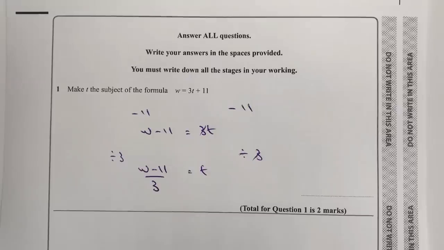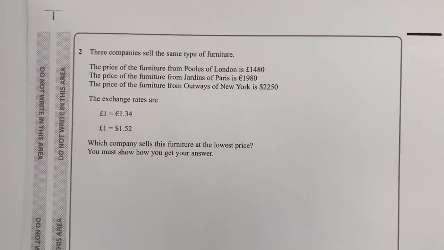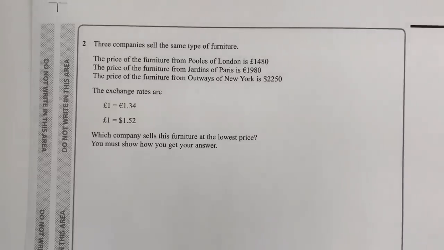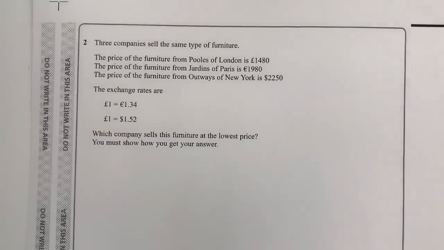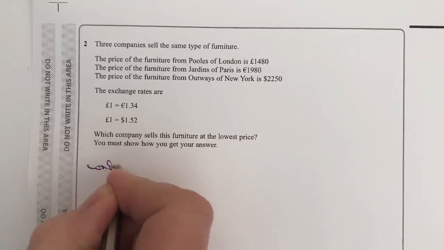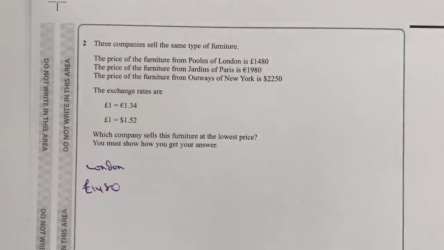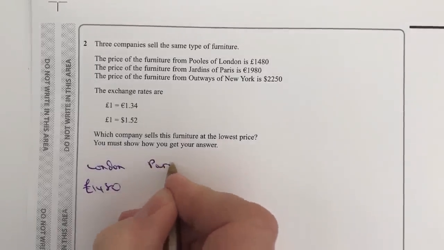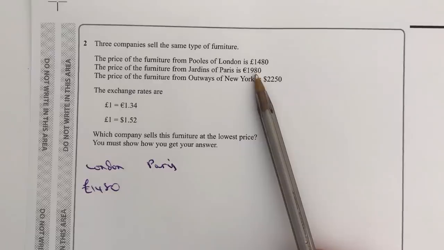Okay, let's move on then to question number 2, and in question number 2 we're asked to look at conversion and exchange rates. These types of questions are becoming kind of popular with GCSE at the moment, and really all we're asked to do is, in this particular case, we've got some furniture prices. If we look at the London price, the London price is as it is, £1,480.